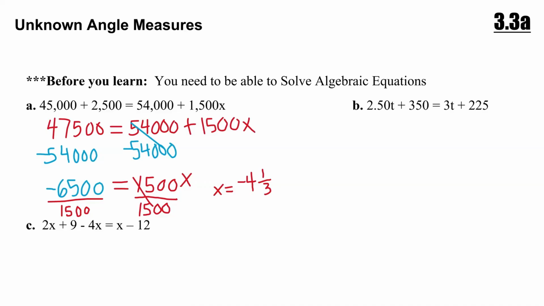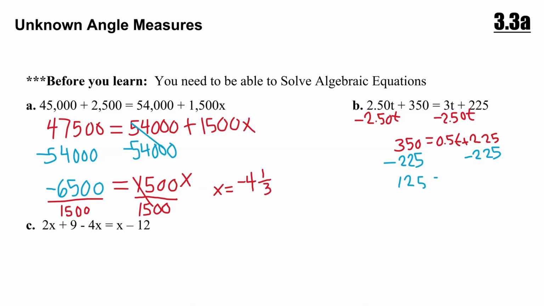For equation B, start with isolating the variable. So subtract 2.50t from both sides. Then subtract 225 from both sides to get 125 equals 0.5t. Finish the problem off by dividing both sides by 0.5 to get t equals 250.